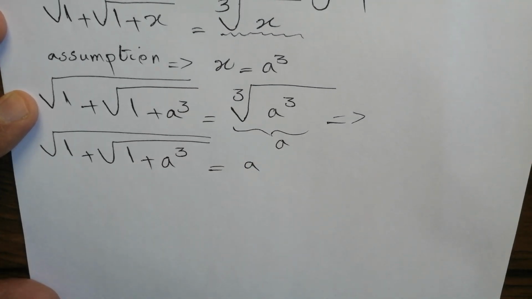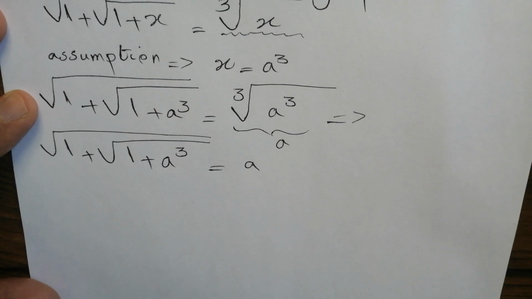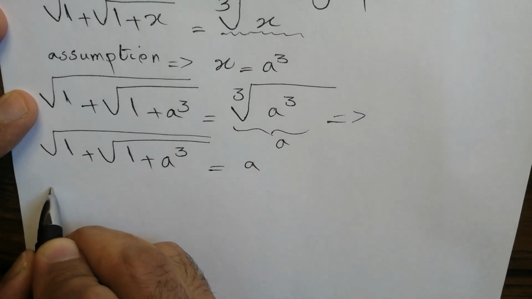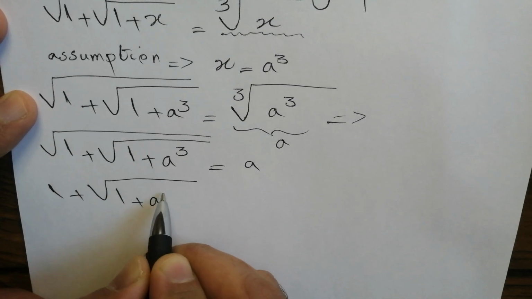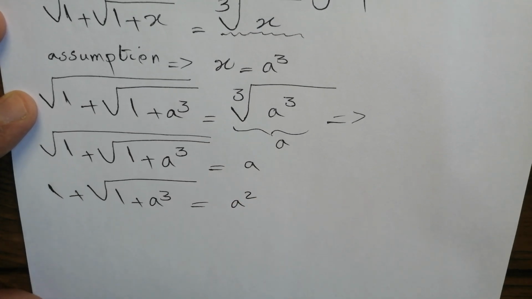So now what's next? Can you tell me about it? Can you think about it? What's the next step? The next step is to get rid of another square root here. So what shall we do here? Okay, so we raise both sides to the power of 2. In this way we get rid of the first radical or square root, so we don't write it anymore. 1 plus the square root of 1 plus a cubed equals a squared. So what's next now?